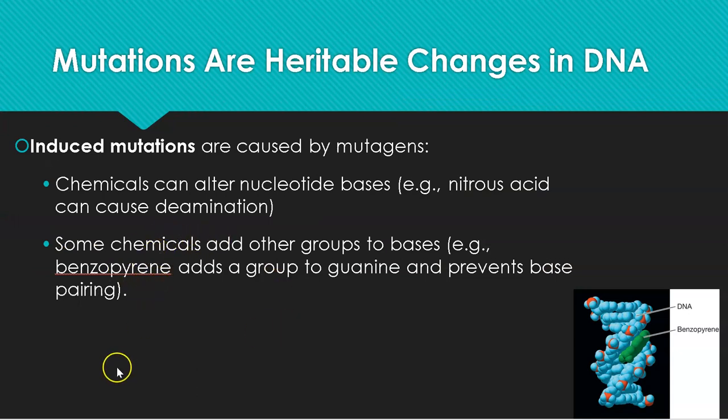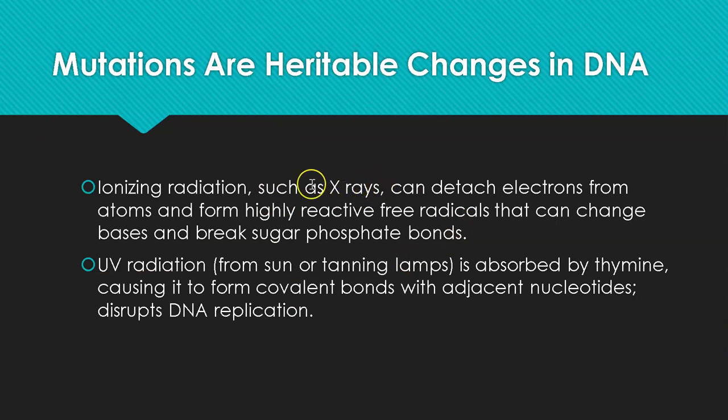Induced mutations are caused by mutagens. So we talked about chemicals. Some chemicals add other groups to the bases. So sometimes, like this one chemical, benzopyrene, it adds to guanine and prevents base pairing. Ionizing radiation, we talked about X-rays, UV radiation.